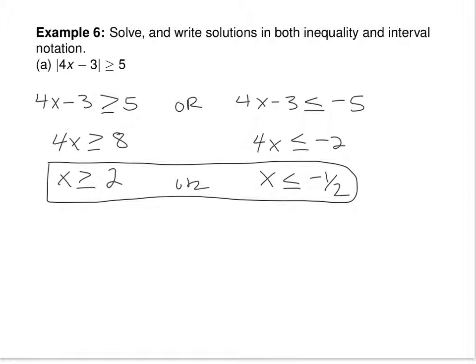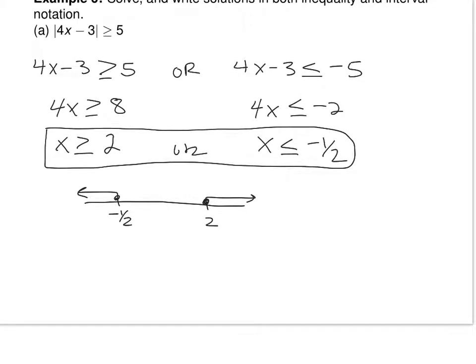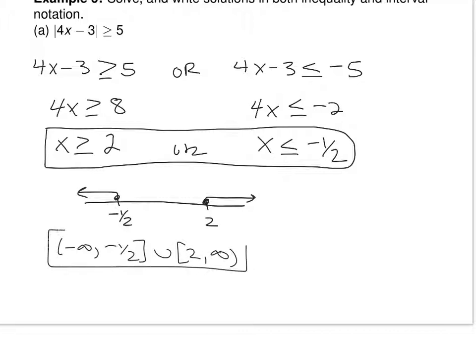So from 2 on up, -1/2 on down. Those intervals, those lines do not overlap, do they? So what would that be in interval notation? What's the first part? Open bracket, negative infinity to negative 1/2, close bracket. Very good. Close bracket 2 to infinity. Great. Remember, those infinities always get open parentheses because you can never get all the way there.